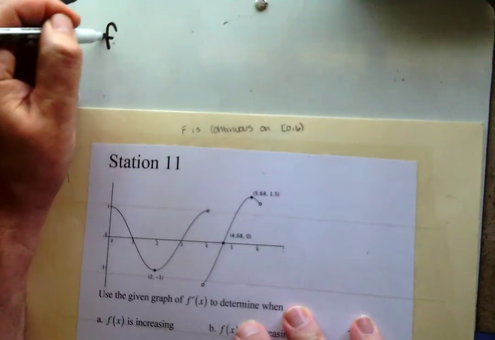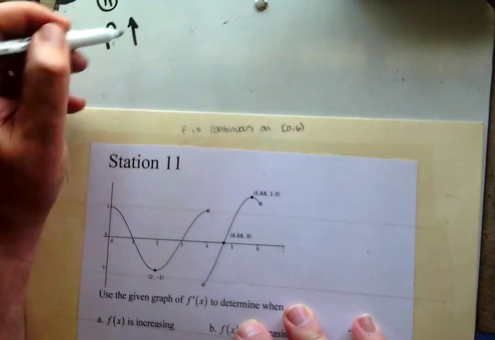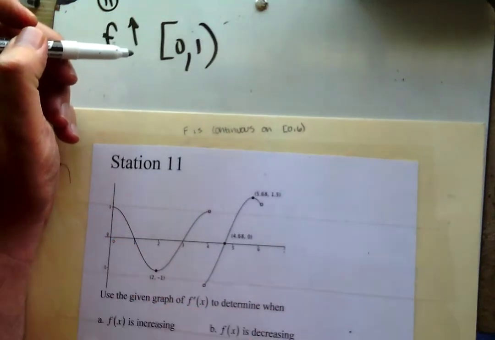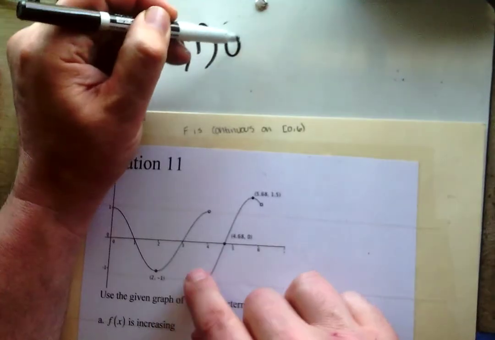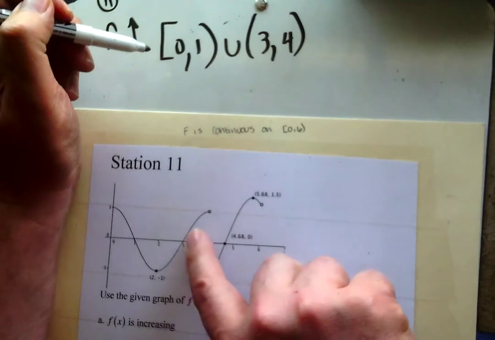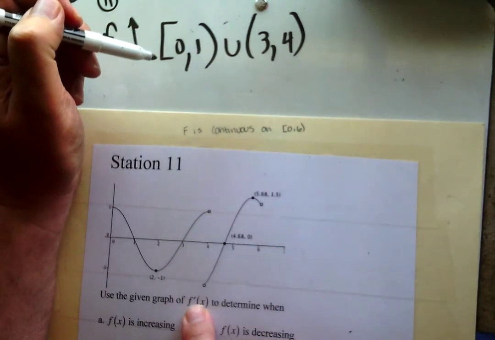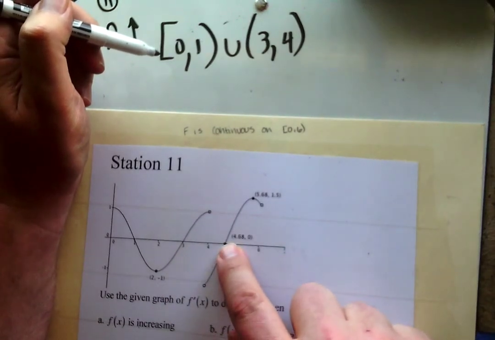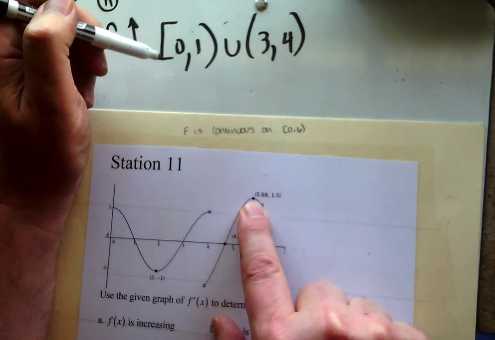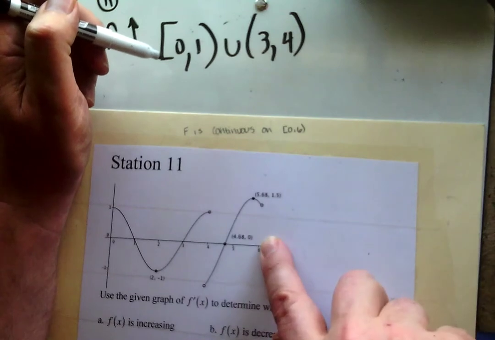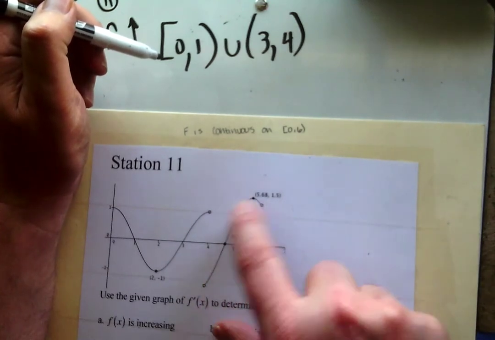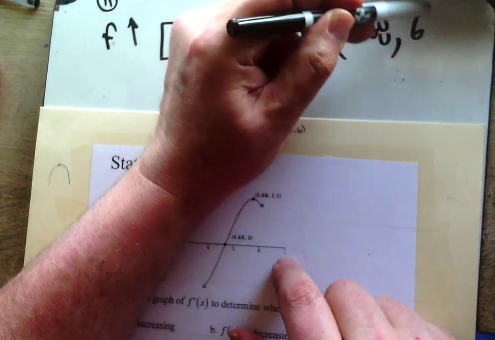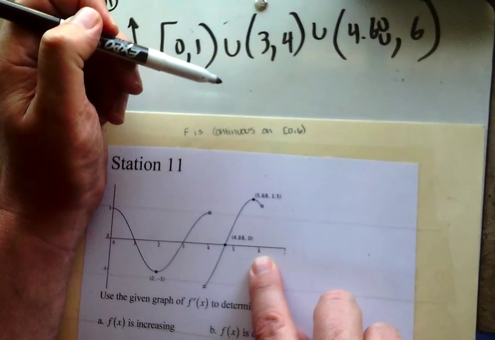So f is increasing on 0 to 1 because these y values are positive on f prime, and 3 to 4 because these y values are positive on f prime, which means f has positive slopes from 3 to 4, and from 4.68 to 6. These are places where f prime is positive, so union 4.68 to 6, and I put a parenthesis here because there's an open circle at 6.